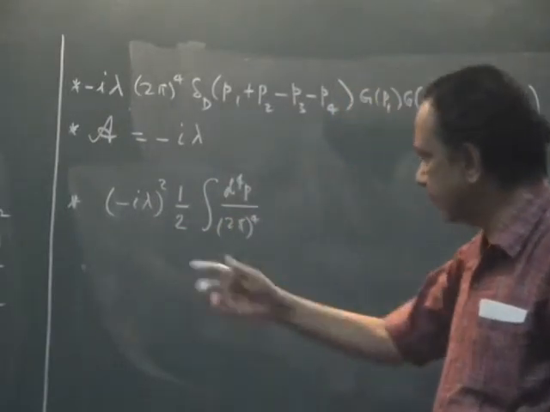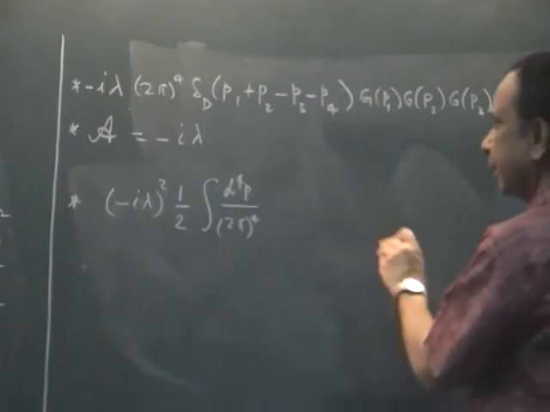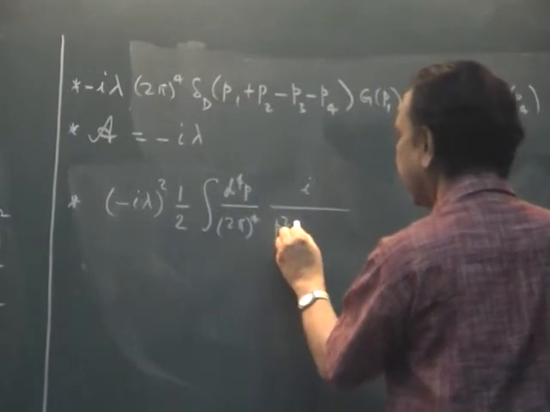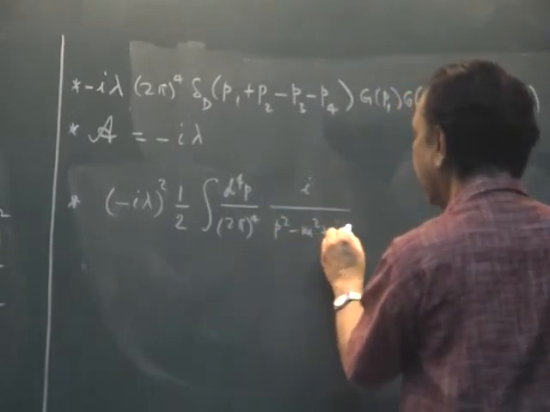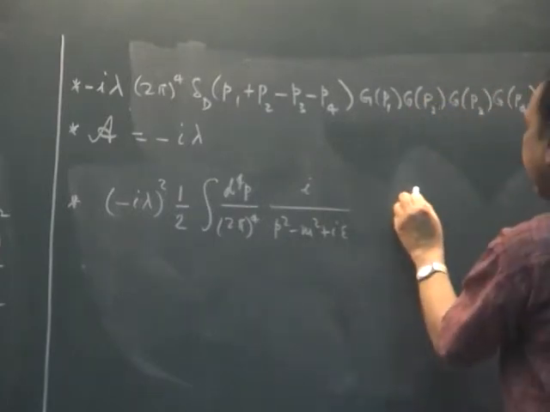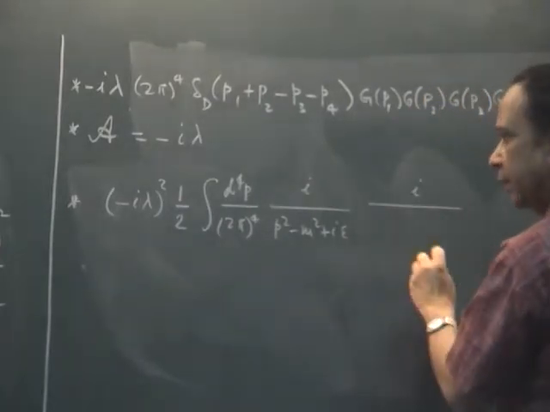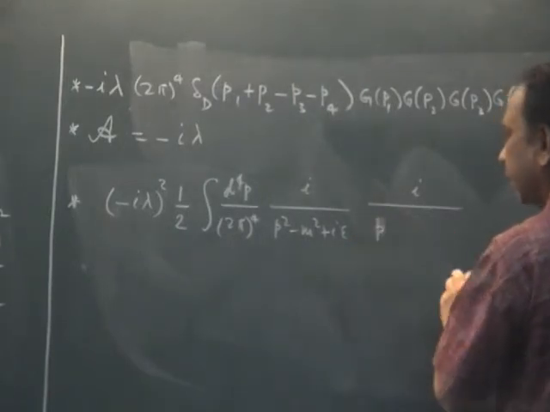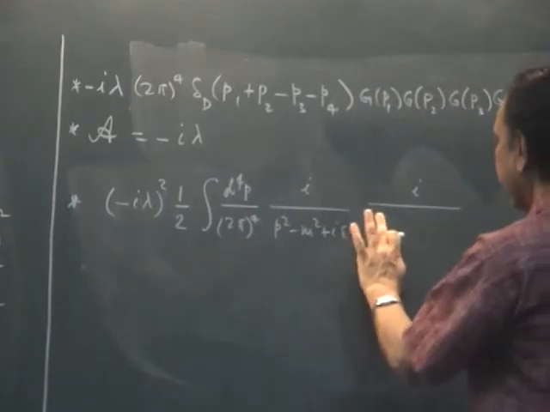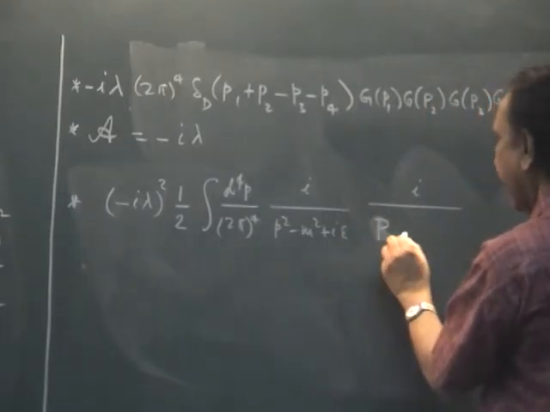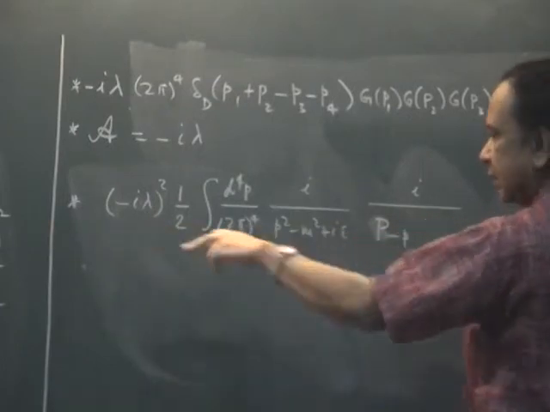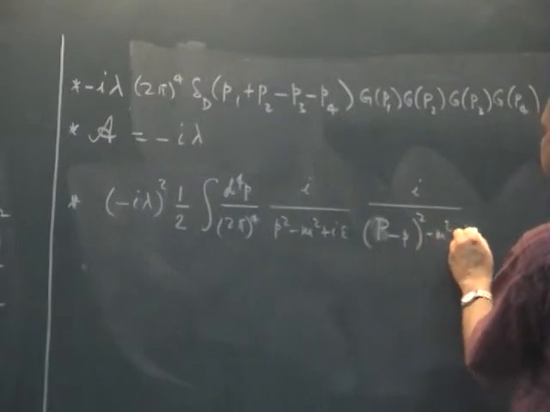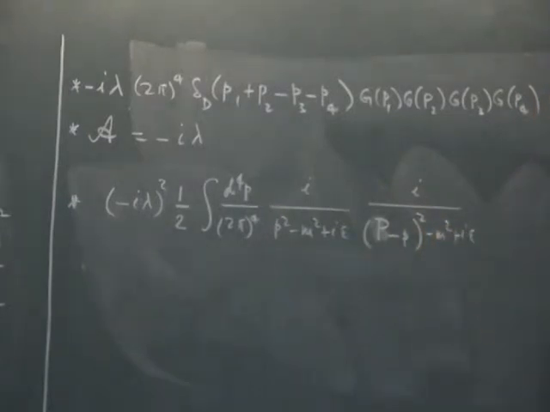And first let us write down what exactly it is. It is i divided by p square minus m square plus i epsilon. Then you have i divided by some capital P, let me use capital P minus small p. Capital P just stands for the sum of p1 plus p2, the whole square, minus m square plus i epsilon. This is the integral which I want to evaluate.